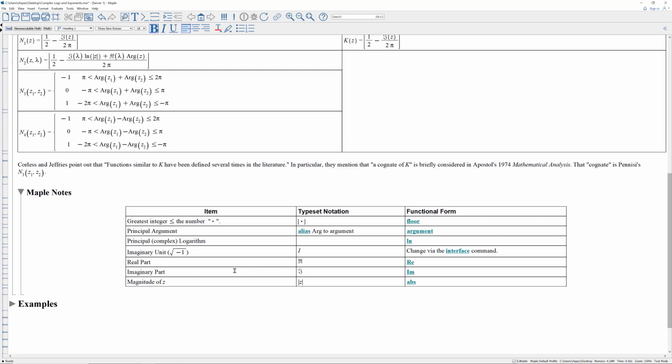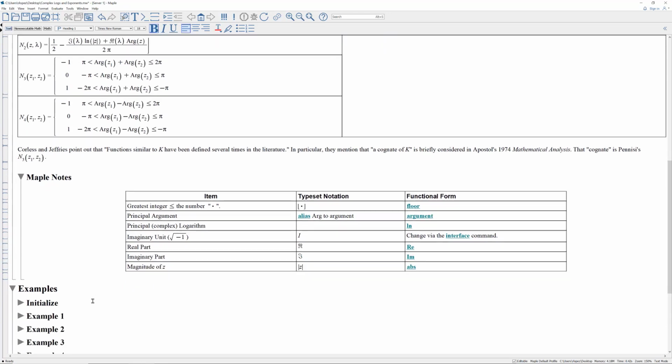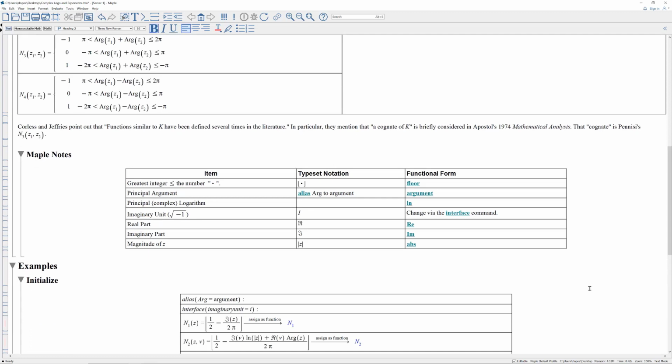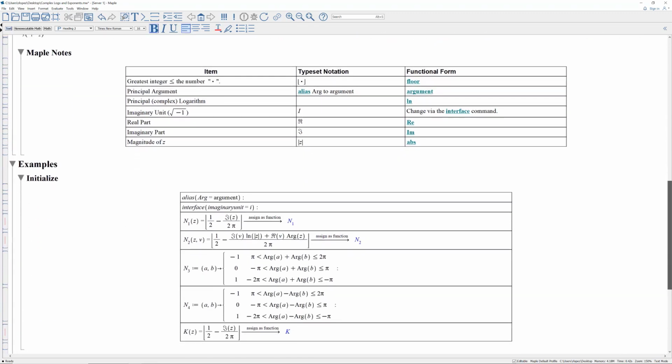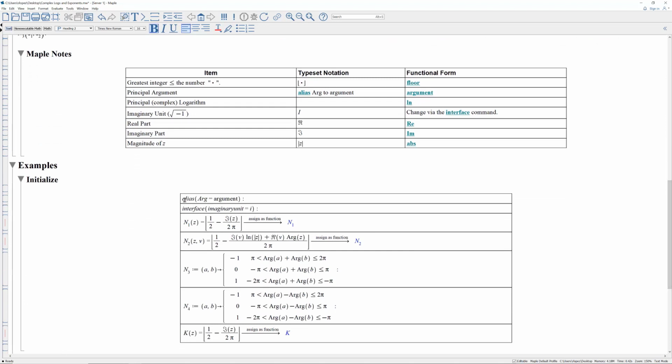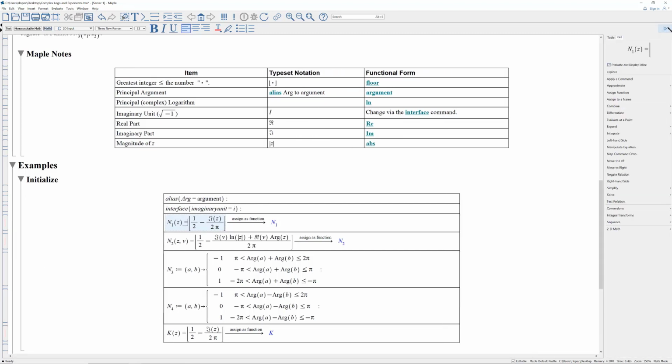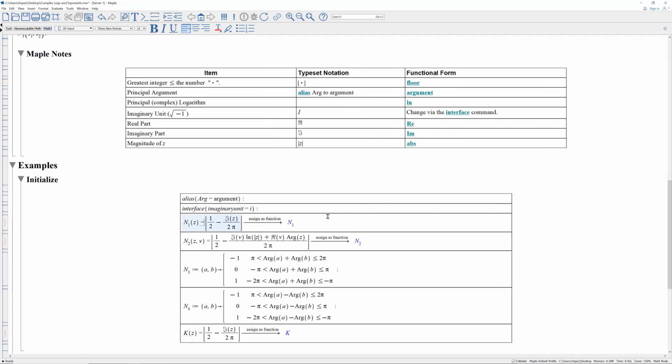So I want to do some examples in Maple. And in order to make these examples easier to implement, here are the initializations that I made use of. Here's where I did the alias. Alias arg equals argument. Here's where I changed the imaginary unit. Interface imaginary unit equals I. Here's where I defined the function n1 of z. And I simply use the context panel. I think I can show you that here. Context panel. Assign function. So that takes care of the machinery of making this assignment.